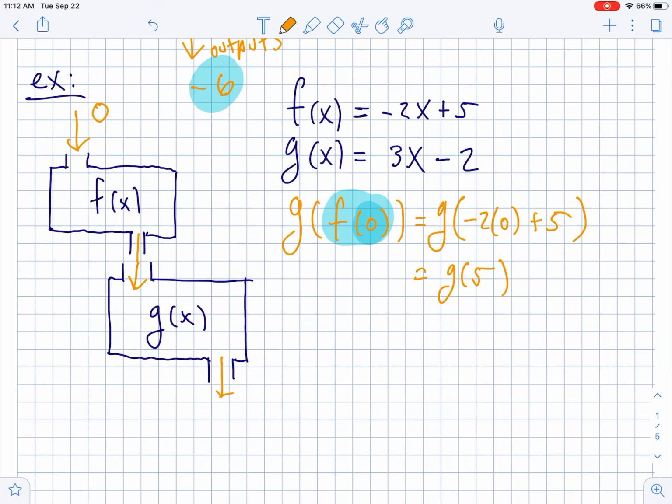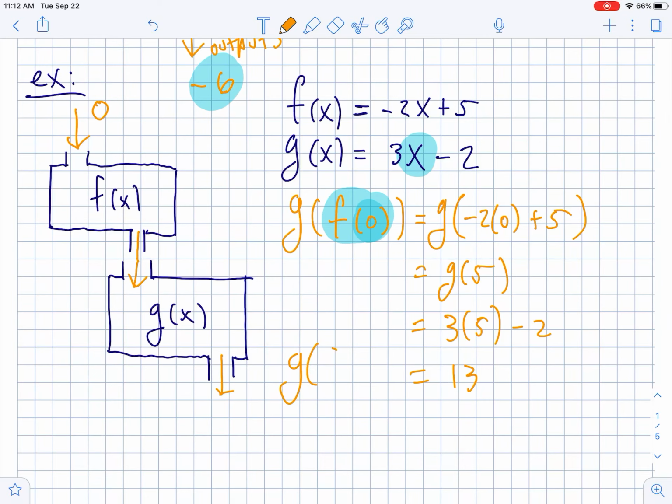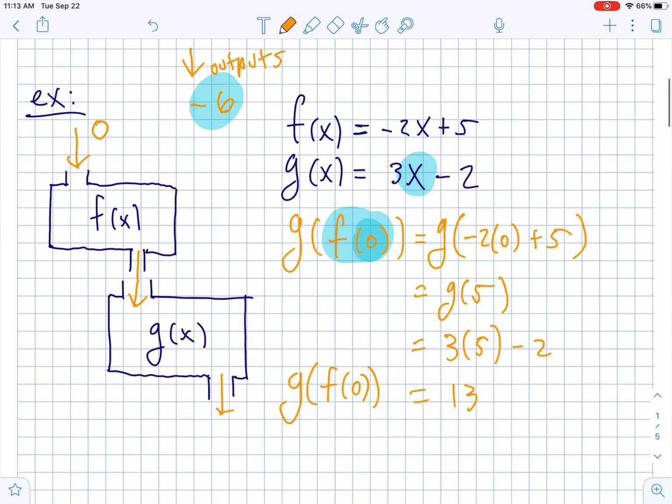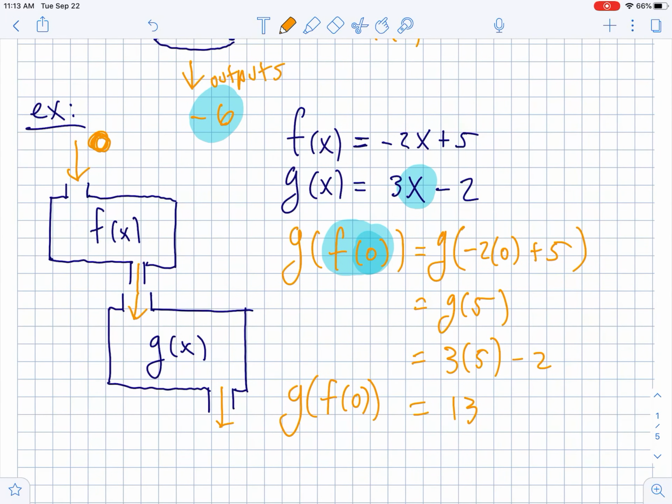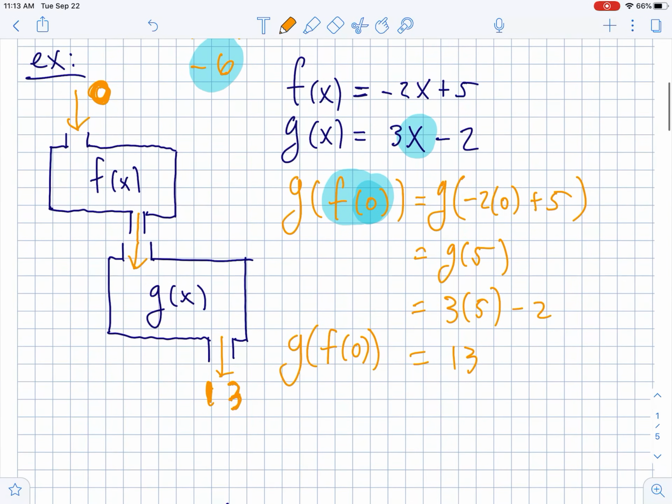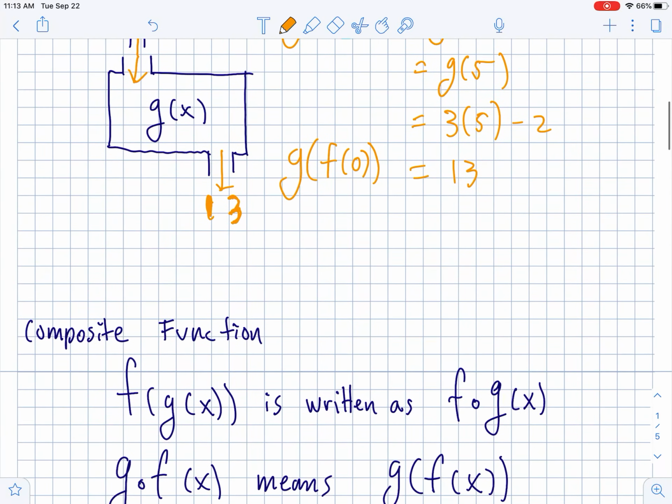But then you've got to take that 5, which was an output from f of x, and make it an input in the function g. So in the function g, the input is multiplied by 3 and then subtracted by 2. So this becomes 3 times 5 minus 2, which is 15. Take away 2 is 13. So g of f of 0 is 13. So the visual on that, I put in a 0 right here. That's a 0. And then out of it comes a 13, because it went through the pipes.